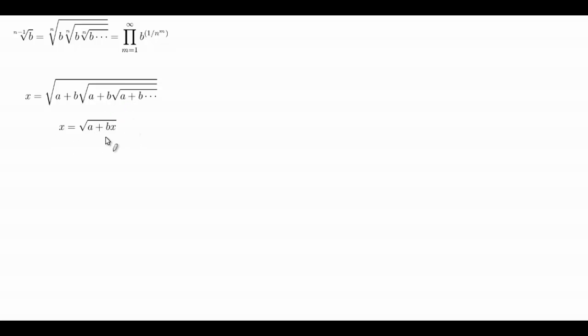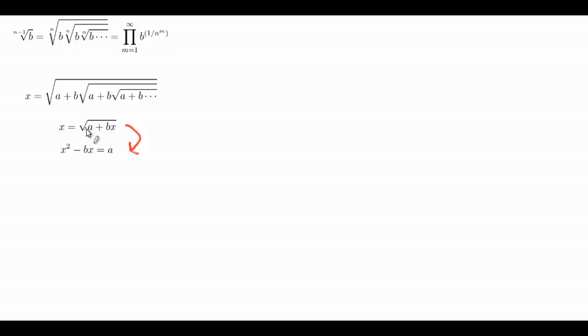Now that we have yielded this expression, we can algebraically manipulate it into a closed form for this infinitely nested radical. The first step to doing this is going to be to square both sides to get rid of the square root. So we square both sides and we yield this expression down here. And then what we do is we subtract bx from each side. So we have a all alone.